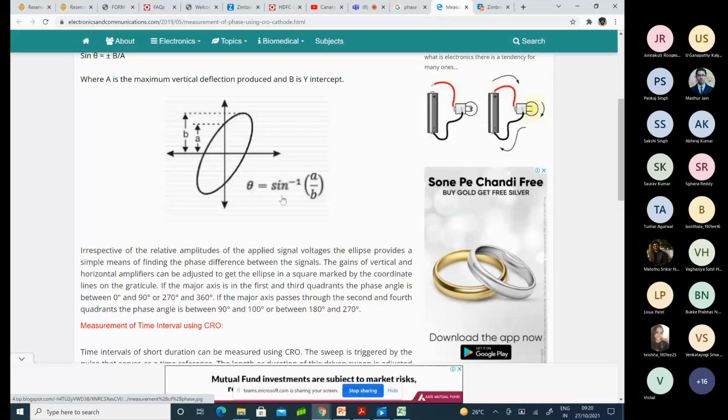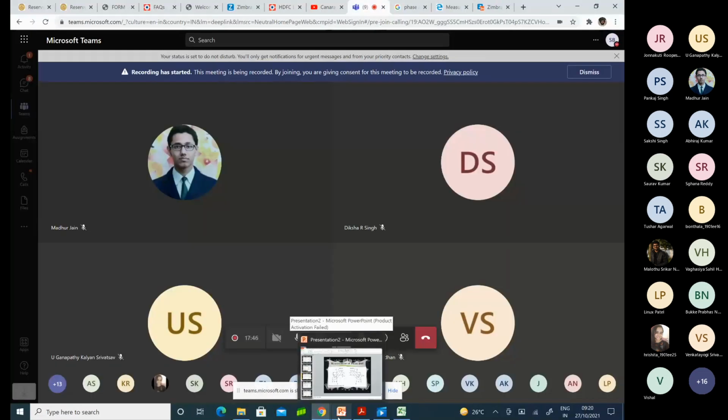So, suppose you have an ellipse, and from this we come to know what will be the A length and what will be the B length. Then the angle will be sine inverse A by B. So simply you take the value of A and B and you get the angle. So the angle will be sine inverse A by B. This way, from the Lissajous figure, you can also determine the phase angle between two input signals provided in channel 1 and channel 2. Now tell me if you have any query at this point.